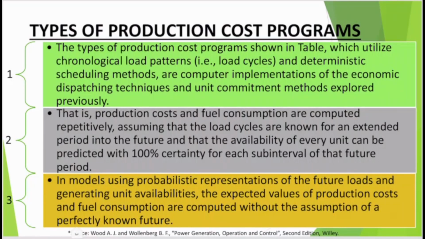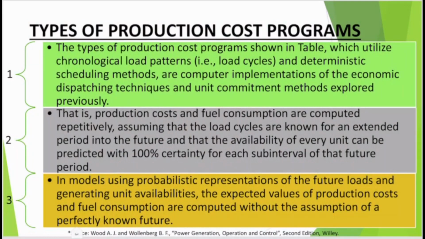That is, production cost and fuel consumption are computed repetitively, meaning regularly, assuming that the load cycles are known for an extended period into the future and that the availability of every unit can be predicted with 100% certainty for each subinterval of that future period. In models using probabilistic representations of the future loads and generating unit availability, the expected value of production cost and fuel consumption are computed without the assumption of a perfectly known future.